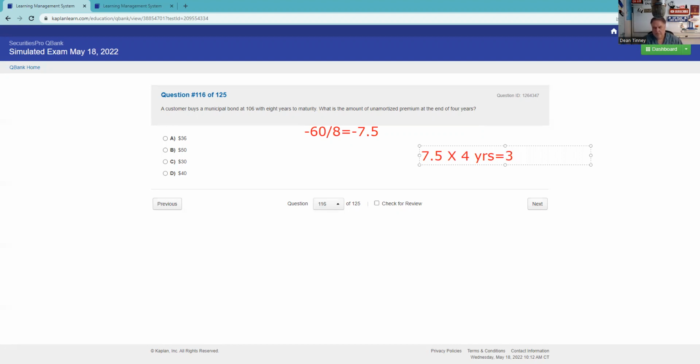So if I'm writing it down, it says, what is the amount of the unamortized premium at the end of 3 years? The unamortized premium. So 4 and 4, it's 8. So it's $30. No matter how I read that, it's going to be $30.